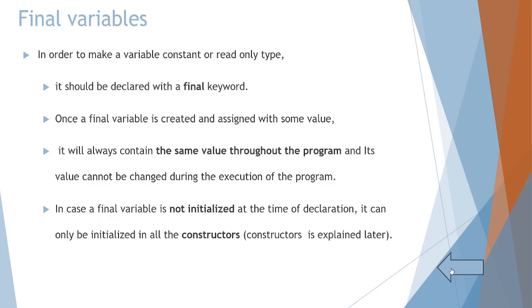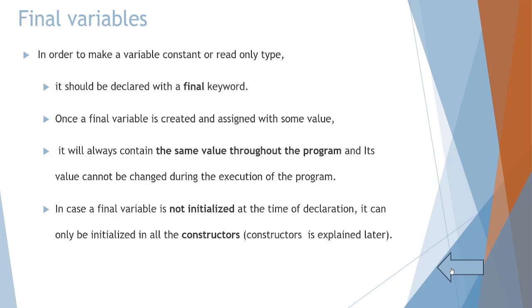In order to make a variable constant or read-only type, it should be declared with the final keyword, which we already know. Once a final variable is created and assigned with some value, that value cannot be changed throughout the program. It will have the same value and cannot be changed during execution.